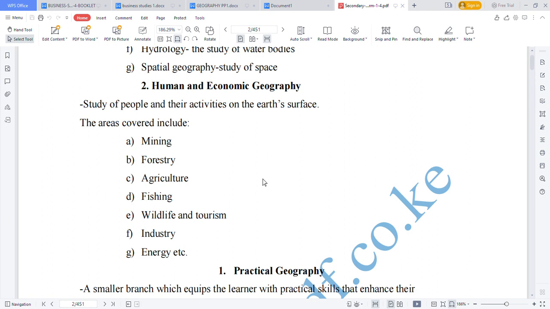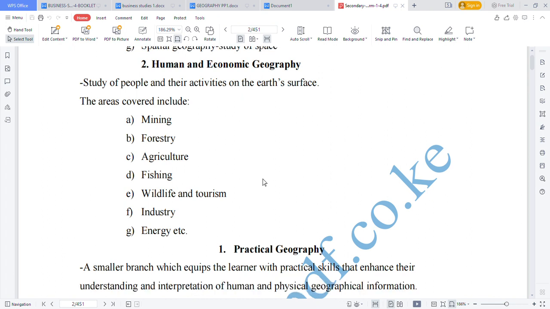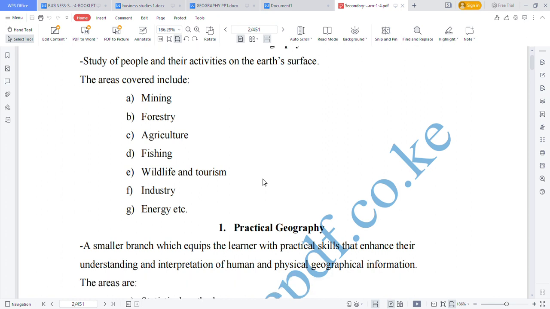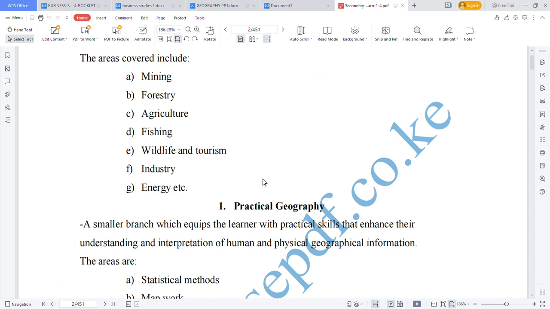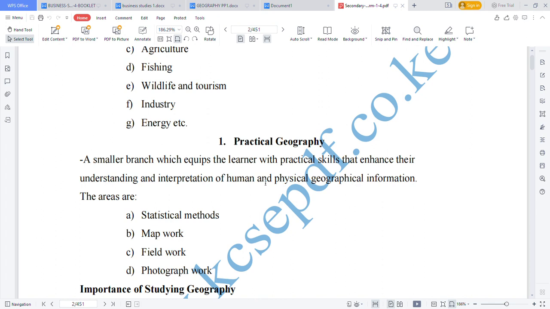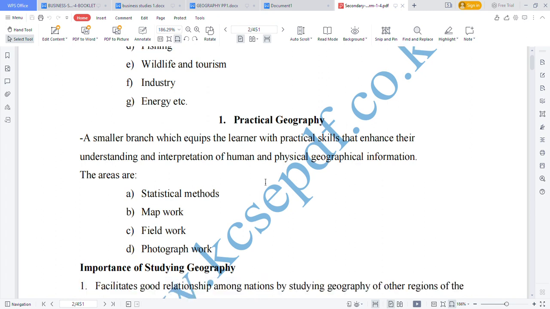Number 2, we have human and economic geography. So what is studied under human and economic geography? It is the study of people and their activities on the Earth's surface. So what areas are covered under this? We have mining, forestry, agriculture, fishing, wildlife, and tourism. You have industry, and you have energy. So that is the second one.